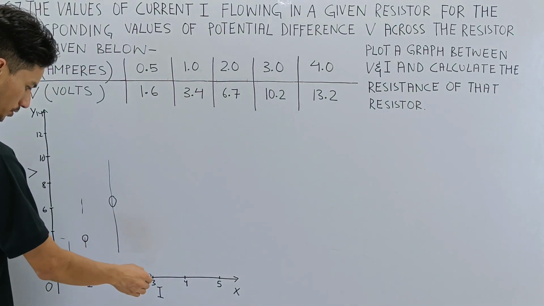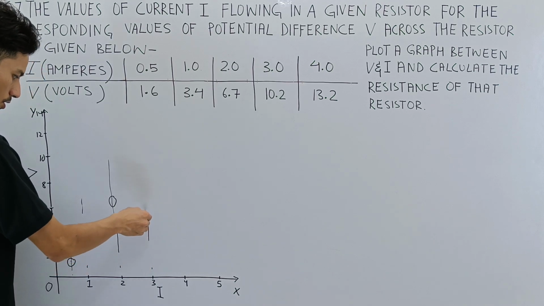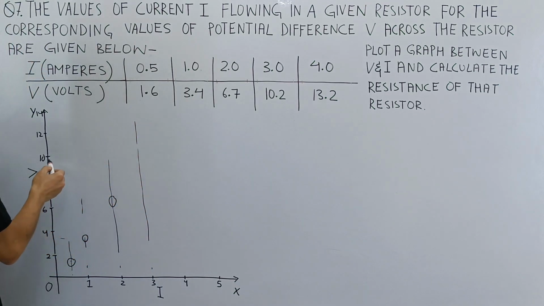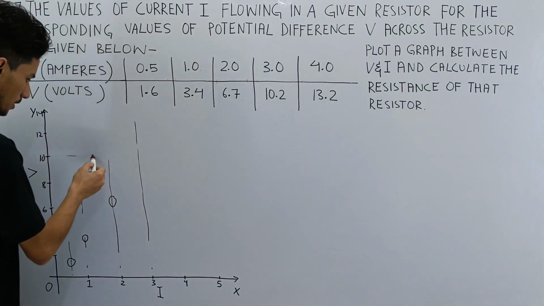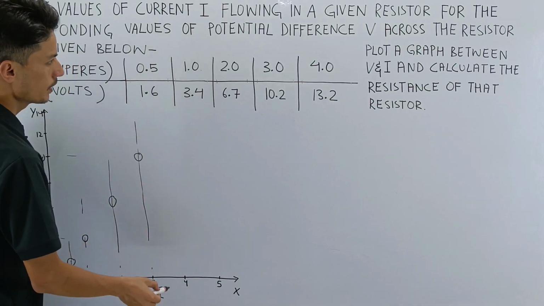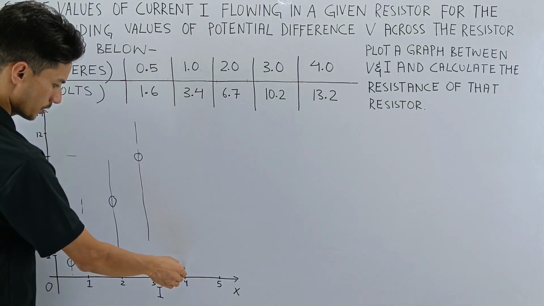Next, current is 3, and the potential difference is 10.2. This is 10, and 10.2 is almost 10 only, so somewhere here. And then next, for 4.